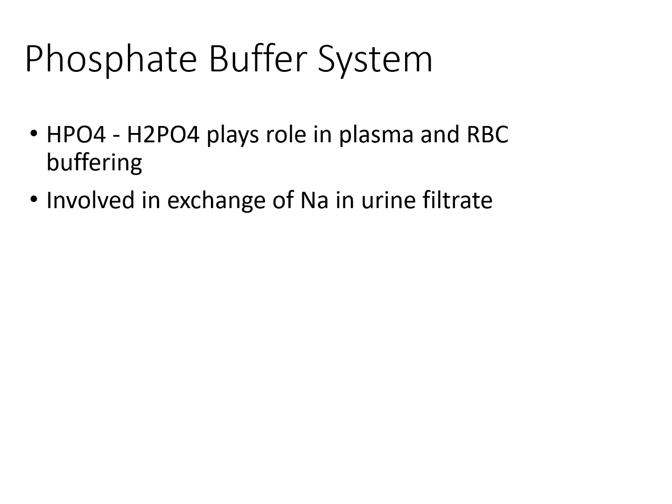The phosphate buffer system involves the balance between hydrogen phosphate and dihydrogen phosphate. It plays a significant role in maintaining acid-base homeostasis in plasma and the red blood cells. This buffering system helps resist changes in pH by accepting or donating hydrogen ions as needed. Additionally, phosphate buffers are involved in the renal regulation of sodium by participating in its exchange within the urine filtrate. This process helps the kidneys manage electrolyte balance and contributes to the overall acid-base stability in the body.